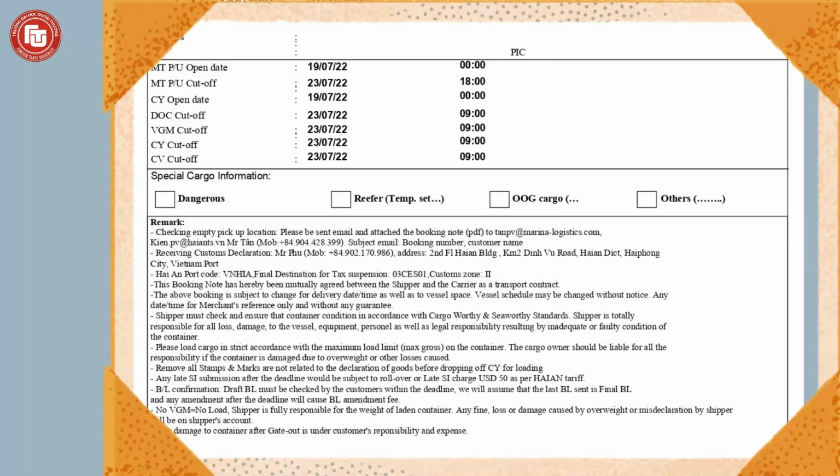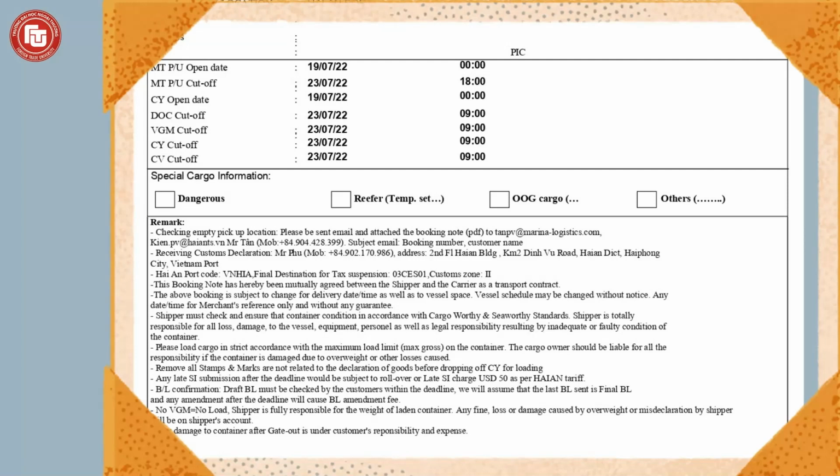The empty pickup open date is the earliest time when an exporter can pick up an empty container, which is exactly 12 a.m. on 19th July of 2022. The empty pickup cutoff time, the deadline when an exporter can pick up an empty container, is exactly 6 p.m. on 23rd of July 2022. Container yard open date, the time when the exporter can start to send their goods to the container yard, is at 12 a.m. on 19th July 2022.